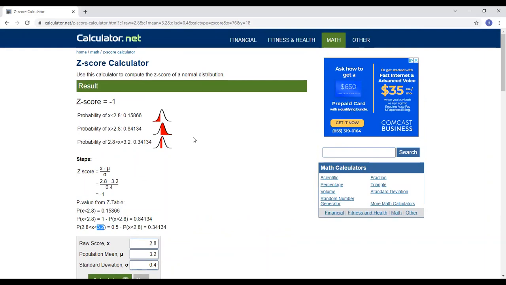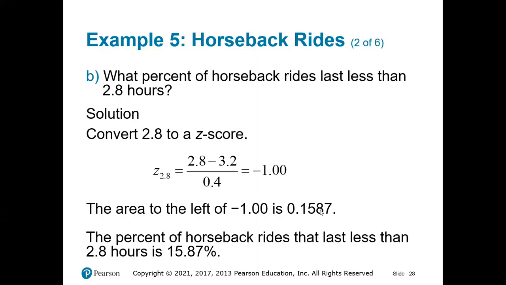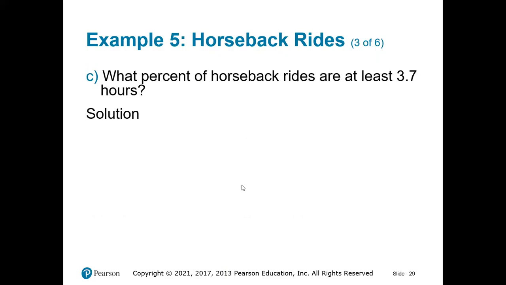Now let me switch back to the slides so we can get this taken care of. So this is what we got, right? Here they rounded it. Okay, let's do this one here. This is a new one, I'm sorry.